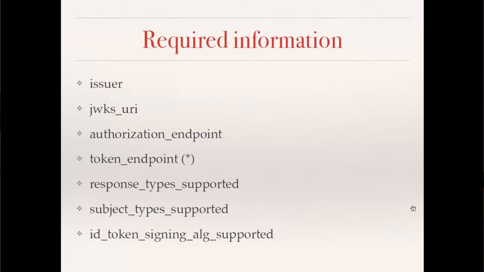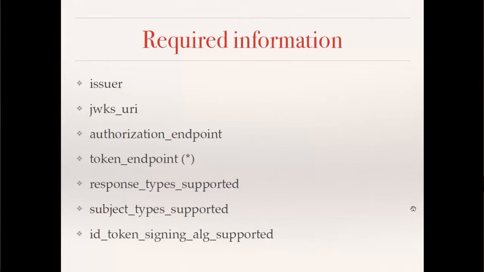These are the required parameters that you are always supposed to get back. Again, the issuer, the JWKS URI, where's the authorization endpoint? Token endpoint only, of course, if you support it. I mean, if you only do implicit, no one is going to go to your token endpoint. The token endpoint is only used if you use code flow. Response types supported, that is again if you're supporting code, token, code ID token, code token ID token, and so forth.